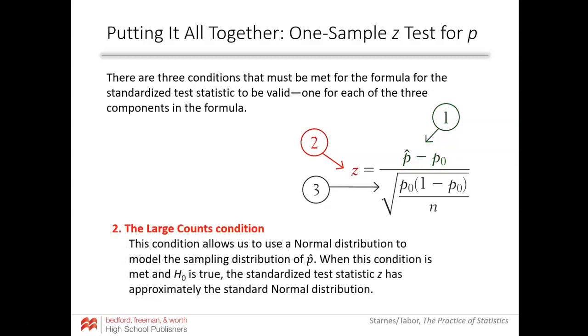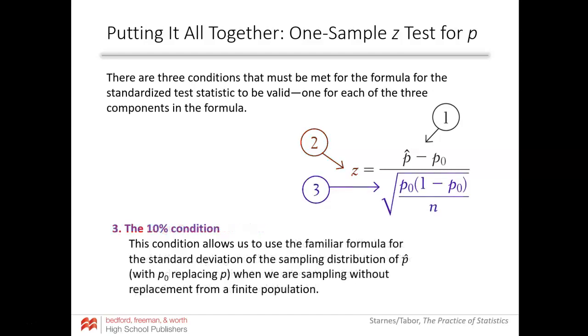The large counts condition allows us to use the normal distribution. So the fact that we have at least 10 successes and at least 10 failures means that we are able to say this is approximately normal and use our calculations for a normal distribution, thus the z statistic calculation. There we go. Now the 10% condition.